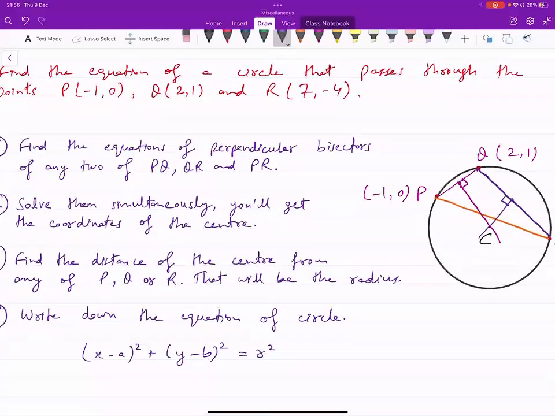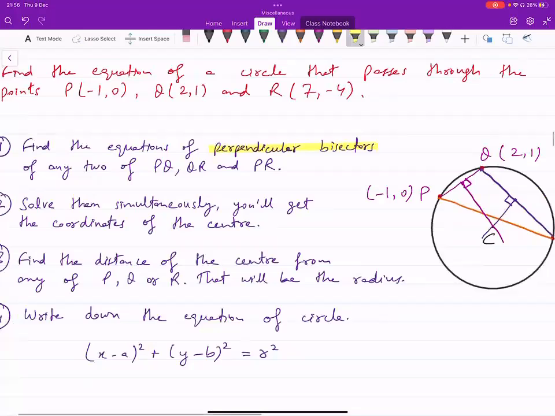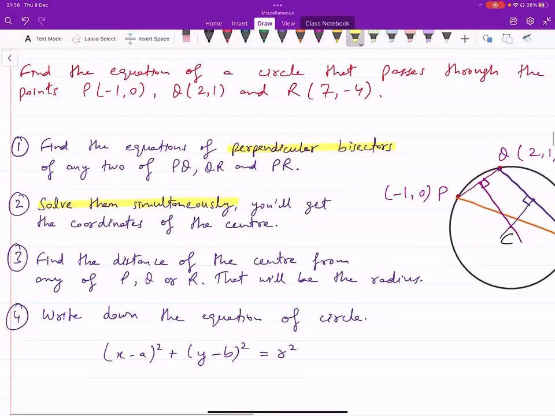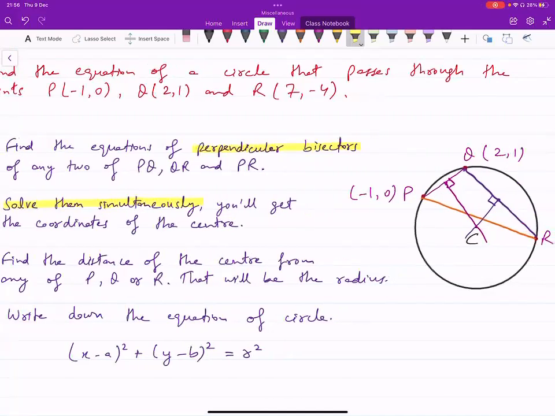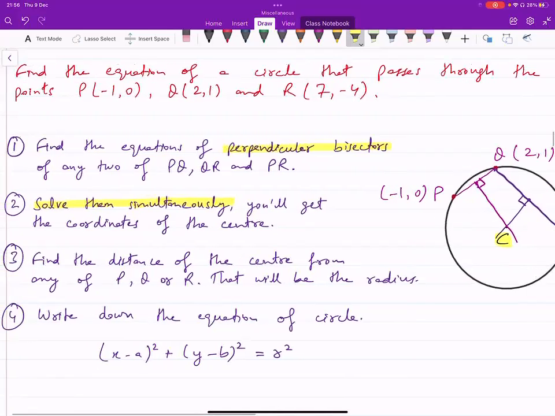So how do you find the center of the circle? You find the equations of the perpendicular bisectors of any 2 of these chords. किसी कोई भी 2 आप ले लें, ठीक है? Solve them simultaneously, because simultaneously solve करके आपको क्या मिलेगा? उनका point of intersection मिल जाएगा. उनका point of intersection क्या है? उनका point of intersection is this point C, which is the center of the circle. ठीक है, simultaneously solve कर लिया उनको, you get the center of the circle.